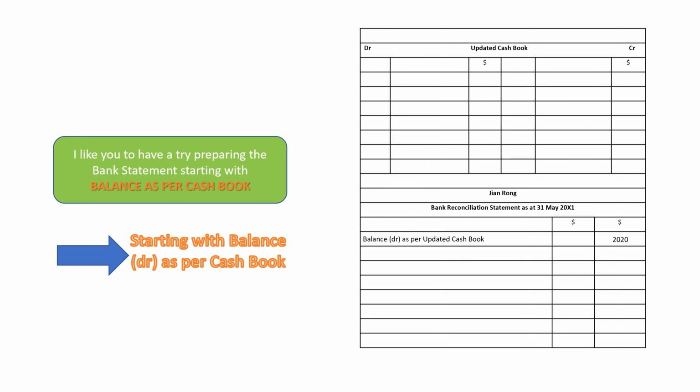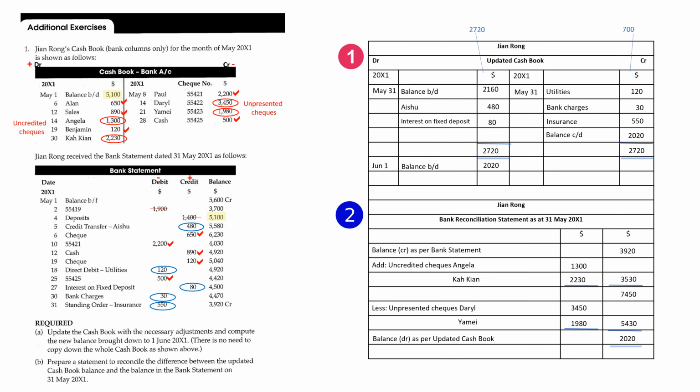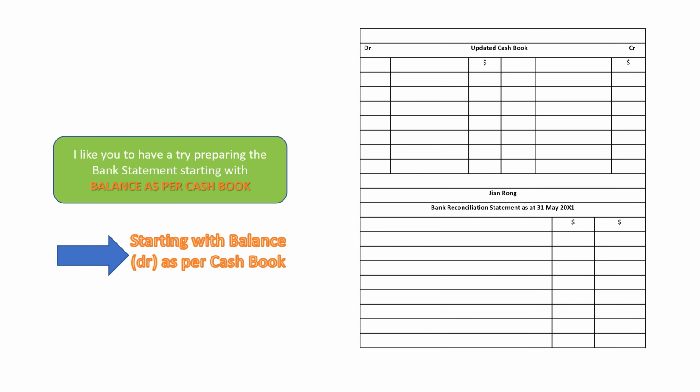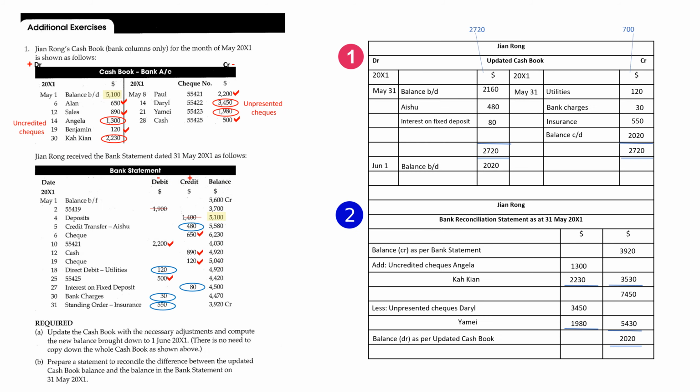Now a little difference from the example earlier on, the bank reconciliation statement starting with the bank statement. We want to include whatever is already in the cash book but not yet in the bank statement, we want to put it in. But now if we start with the bank statement as per cash book, then it's a little bit different. So this one, the step one is still the same.